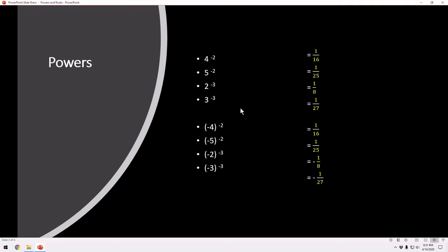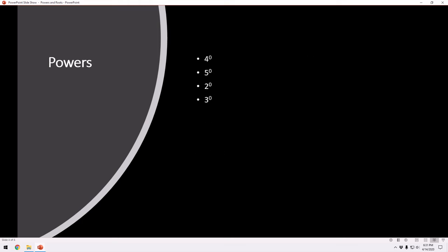Let us continue with our lesson of powers and roots. Now, we're going to learn some more rules with powers too. These are a little bit confusing. For example, right here, my friends, we have some numbers elevated to the 0 power.